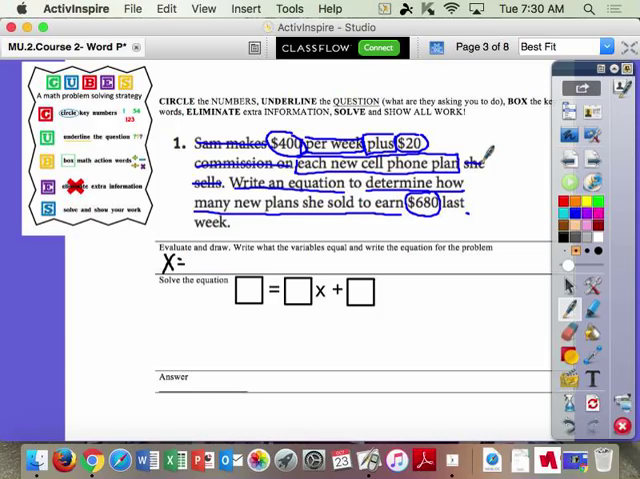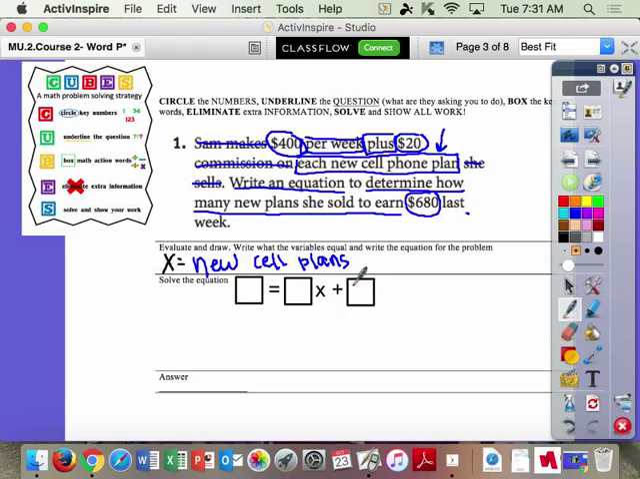Okay? So Sam makes $400 per week. So no matter how many cell phones she sells, how many new plans she signs up, she still is going to make $400. But every time she gets somebody to buy a new cell phone plan, she gets $20 extra. So this is going to be new cell plan, right? How many families, people, persons, whatever, did she get to open a new account with her company? Whether it be Verizon, AT&T, T-Mobile, Boost Mobile, Straight Talk, whatever it is, okay?